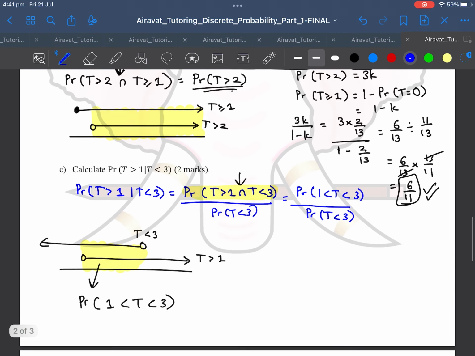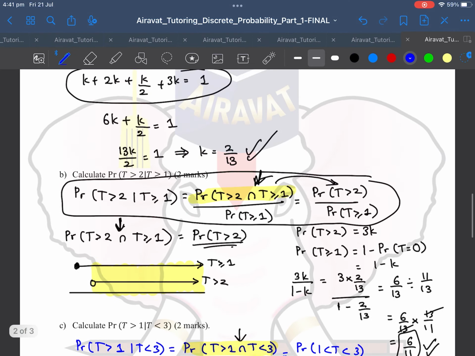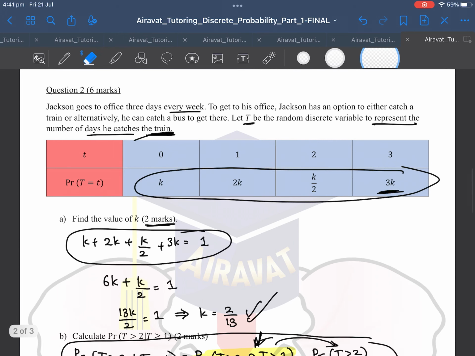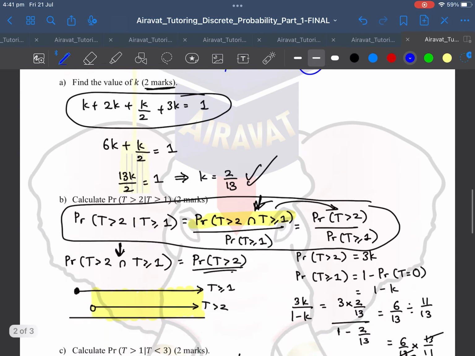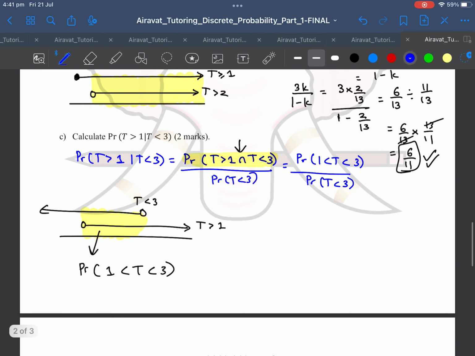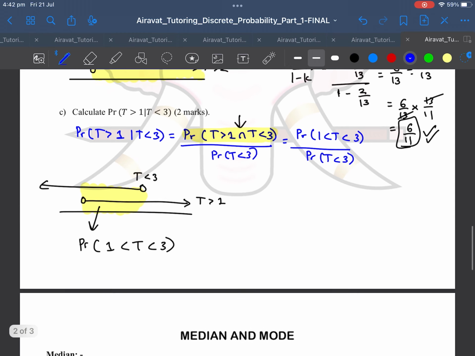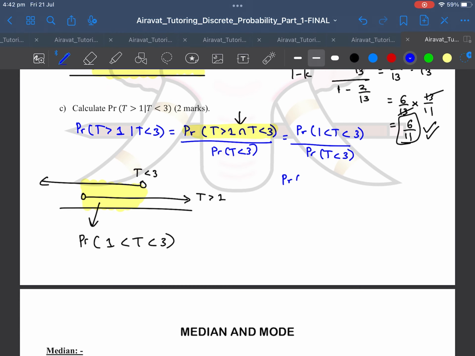Alright, now probability of 1 less than T less than 3. So it can't be this one, it can't be that, but it has to be between 1 and 3. That leaves it with only one option, which is 2. So what is the probability that is between 1 and 3? It's just going to be probability of 2. So probability of 1 less than T less than 3 equals probability of T equals 2, which is just equals to k on 2.